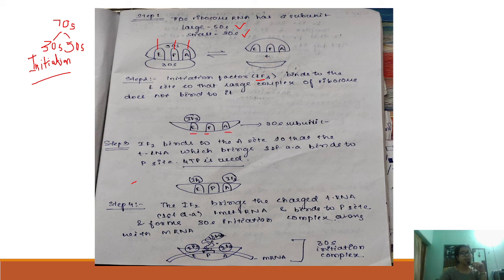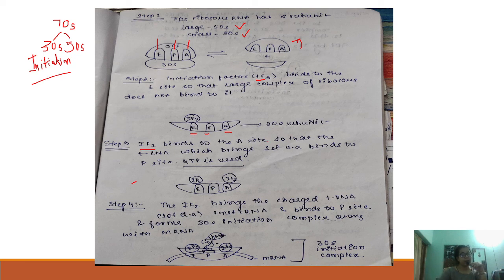What happens? A certain factor, IF3. What is IF3? IF3 is an initiation factor. So the IF3 initiation factor will come and bind to this E site. Why? So that it will block the E site, so that the large subunit, the 50S subunit, doesn't come and bind here. It prevents binding to this region. Next, what will happen? IF2. Remember this sequence.